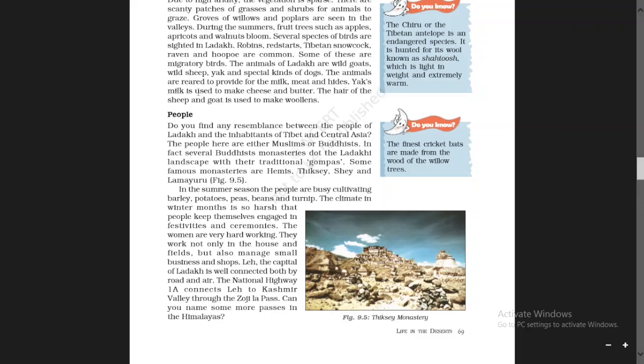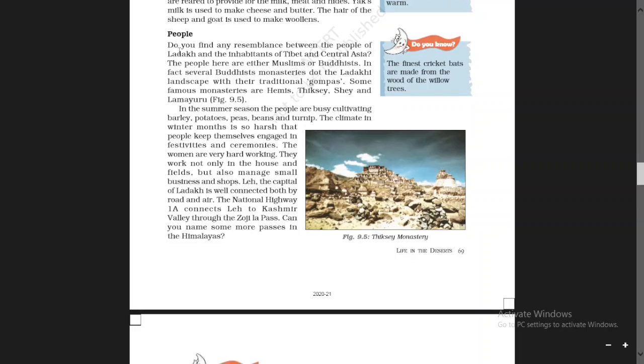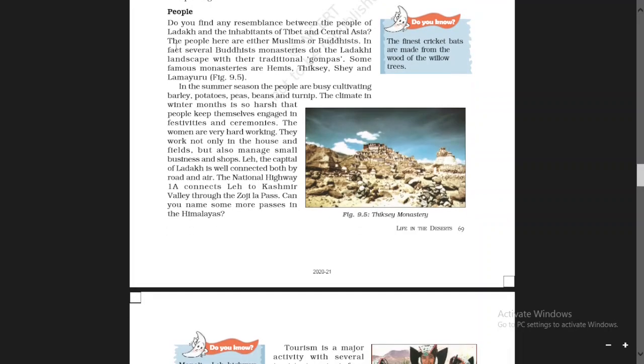The hair of the sheep and goat is used to make woolens. So the hair of the sheep and goat is used for making woolens. Woolens means made wholly or partly of wool.